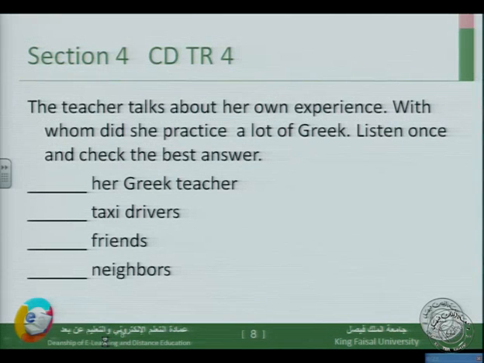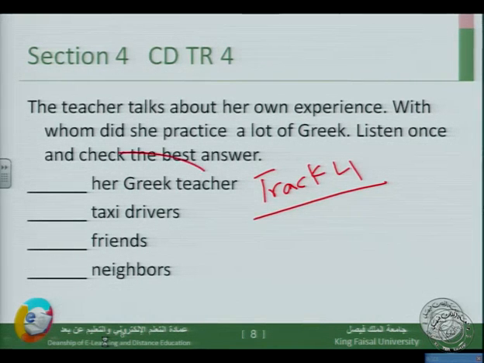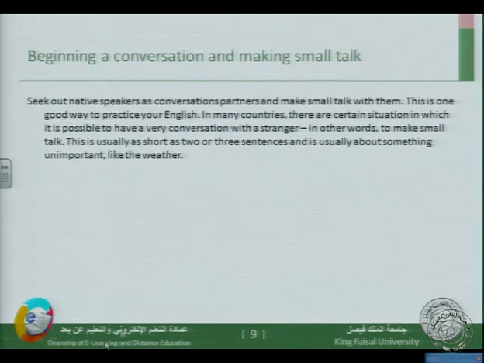Well, CD number 4, I want you now to go to your textbook and open the CD. It's available in the back right here. There's a CD, and I want you to play section number 4. Okay, the audio is actually track number 4. So once you open the CD, you will be having track number 4. Track 4. Listen to this track and try to answer the question right here. I will leave it to you. Okay, thank you. Let us move now.